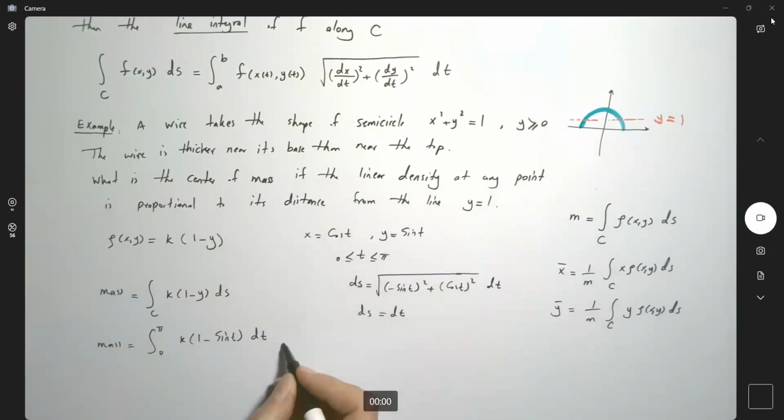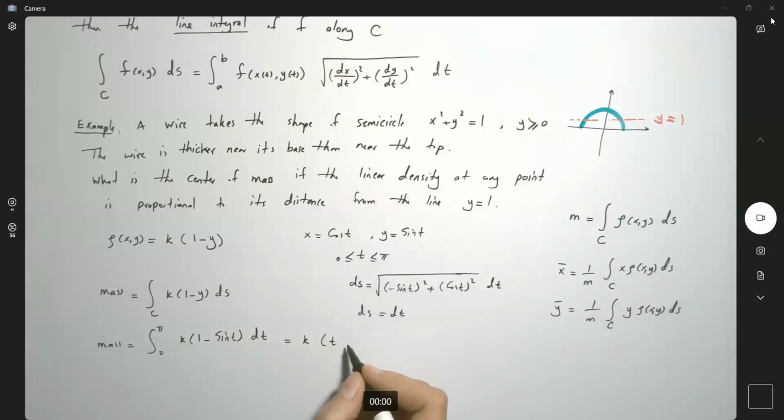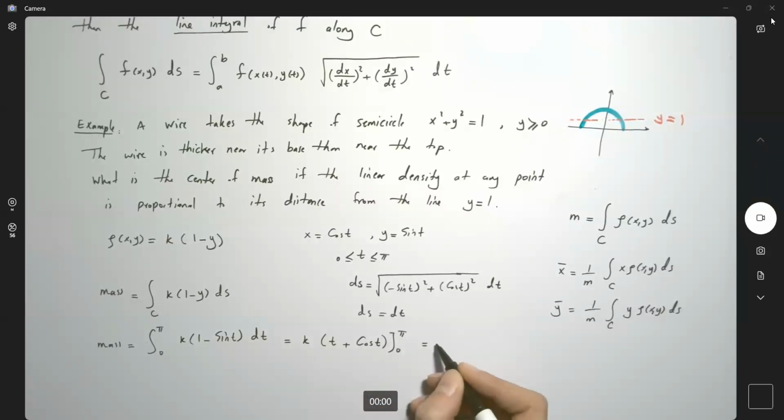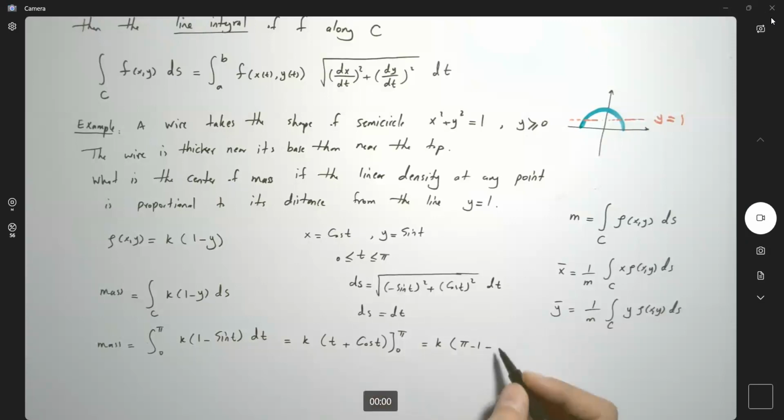This is equal to, let's do the computation, k times the integral of 1, which is t, and the integral of sine t, which is negative cosine t, from 0 to pi. It becomes k times pi minus 1 minus 0, and here you have 1. So you get k times pi minus 2. So this is the mass.